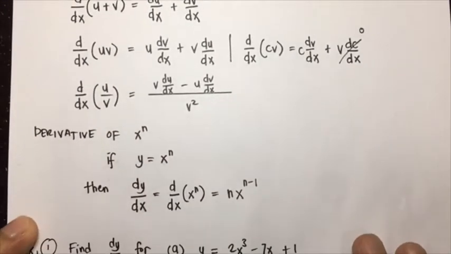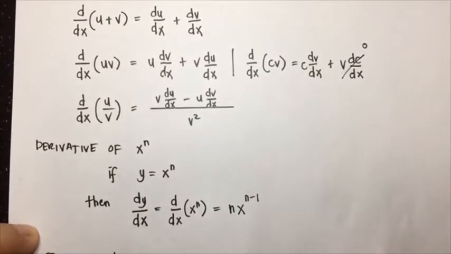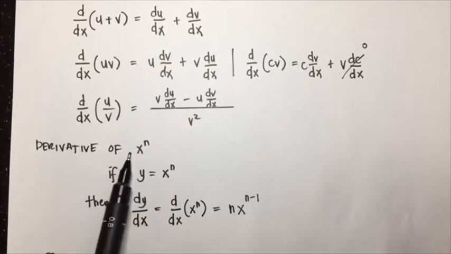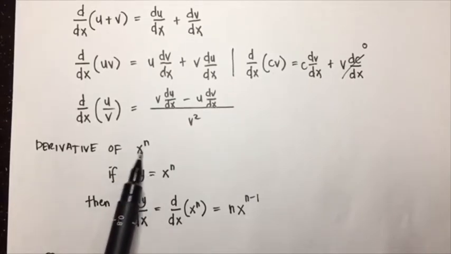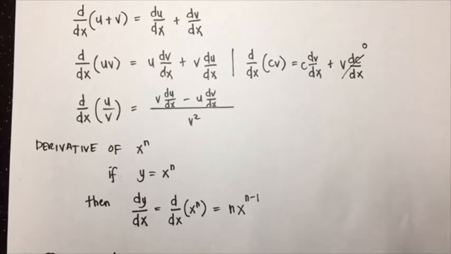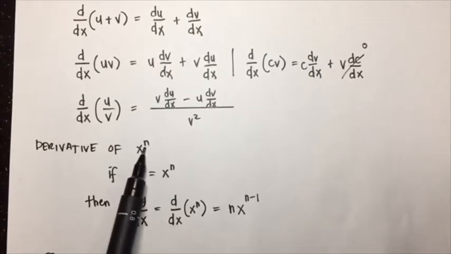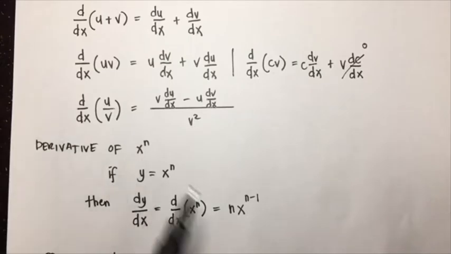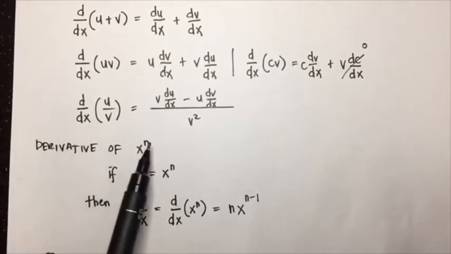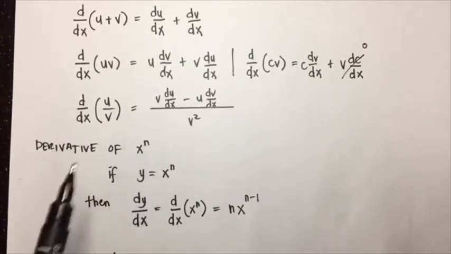The first derivative rule that we will be discussing is the derivative of x raised to n, where n is any constant. It could be any constant except for 0, because anything raised to 0 is equal to 1, so it will be a constant, therefore its derivative is 0. So this only applies if n is not equal to 0.